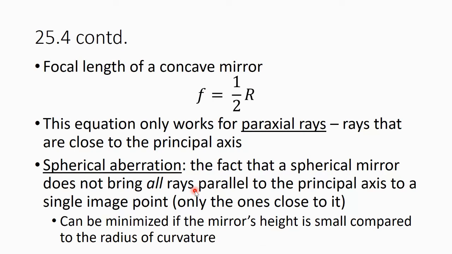So for a concave mirror specifically, if we wanted to know what the focal length is, that is 1/2 the radius. And this only works for rays that are close to the principal axis, which essentially all of them are for this class. There is something called spherical aberration, and that's the fact that a spherical mirror does not bring all rays parallel to the principal axis to a single image point, only the ones close to it. So we are going to work with ideal situations where the rays are close to the principal axis.